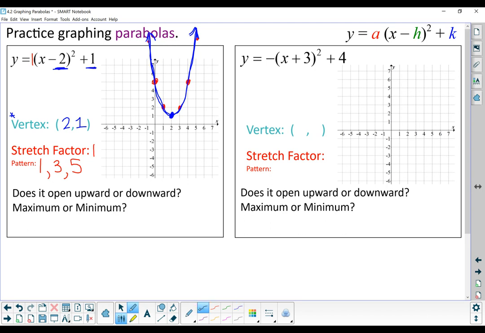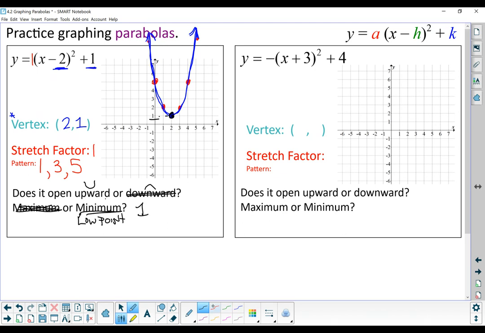So with parabolas, we often talk about whether they open upward or downward. So this one opens upward. Downward would look like this. So we have an upward opening parabola, and when it opens upward, it has a minimum, a low point. So this one does not have a max, it only has a minimum, and that minimum value is 1.